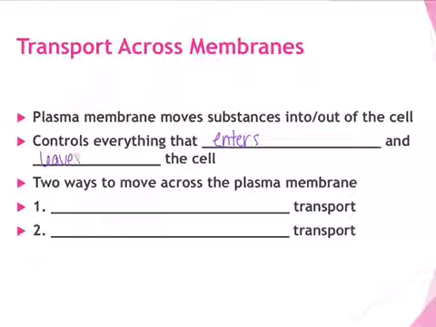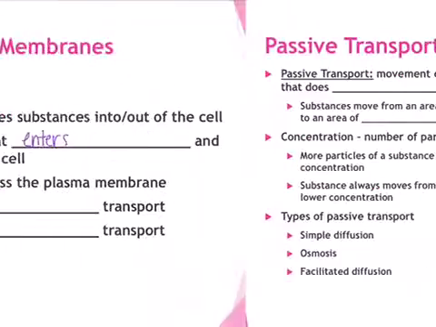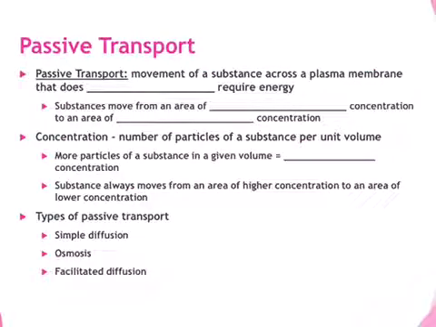And it does this in two ways. The first is called passive transport, and the second way is called active transport. And so when we look at passive transport, this is the movement of a substance across the plasma membrane that does not require any additional energy. This is because substances are being moved from areas of high concentration to areas of low concentration.